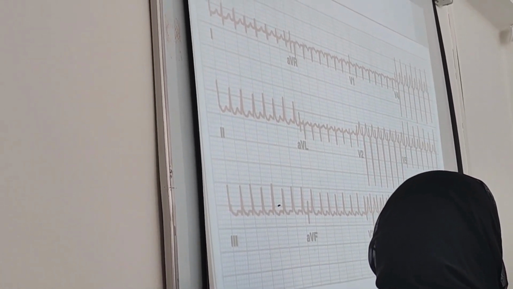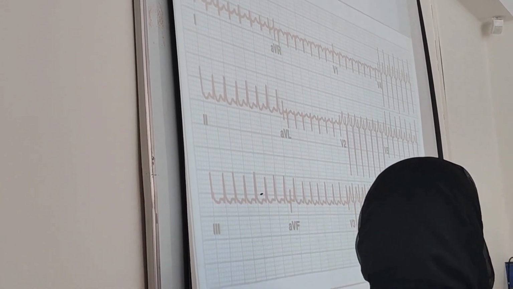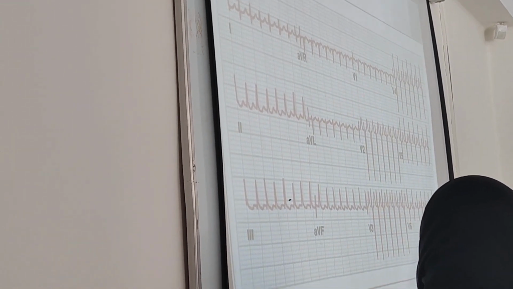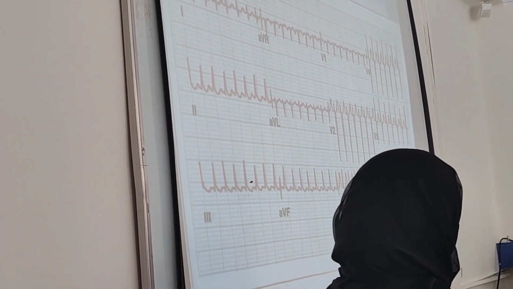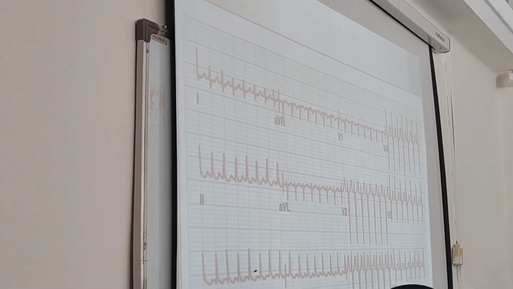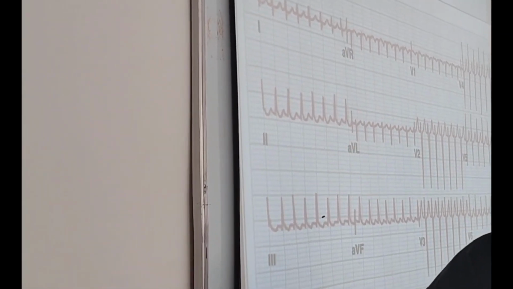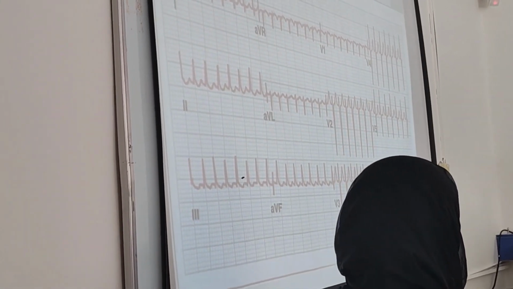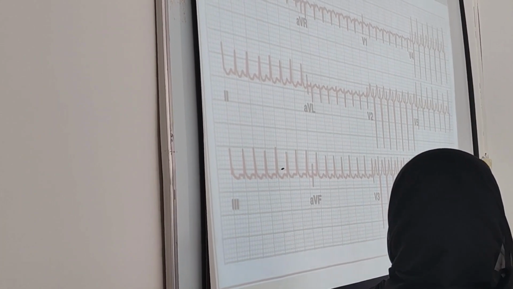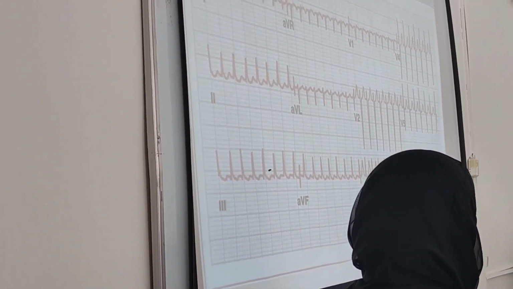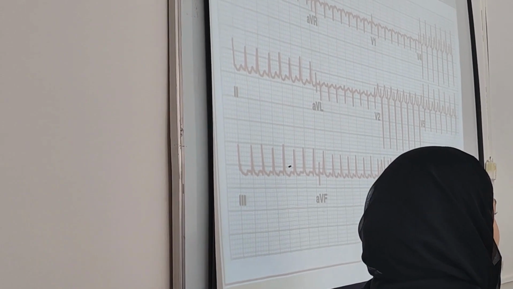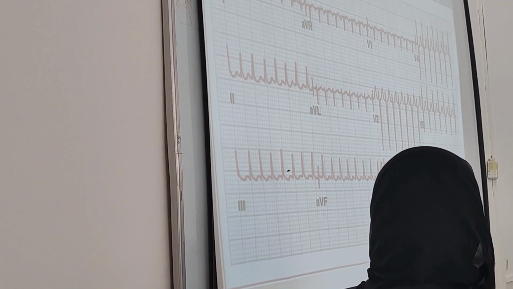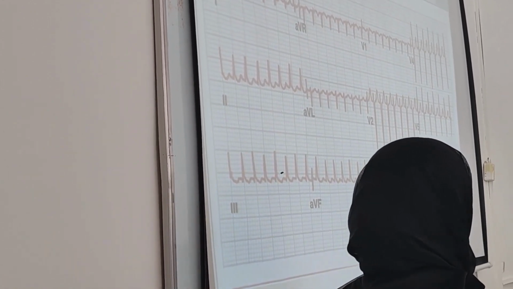In the SA node, in the AV node, in Purkinje fibers, in the normal ventricle? Where? SA node. So if there is the SA node, then you should have a P wave. Do we have any P wave here? Yes? No? First, no. Second, no. Third, is there any P wave? No. So there is no P wave, but the rhythm is normal. I mean the rhythm is regular.